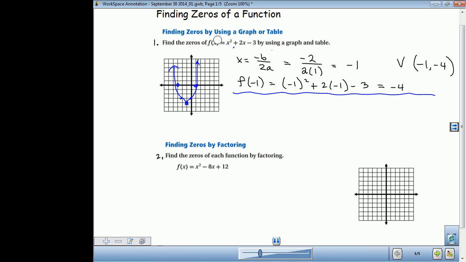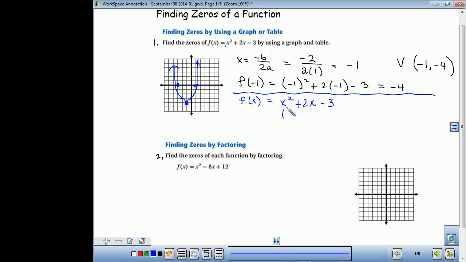And now we're going to take this same function and go, well, this right side looks like a trinomial. Can you factor that trinomial? Yeah, you can. Okay, how does this trinomial factor? It's x minus 1 and x plus 3.